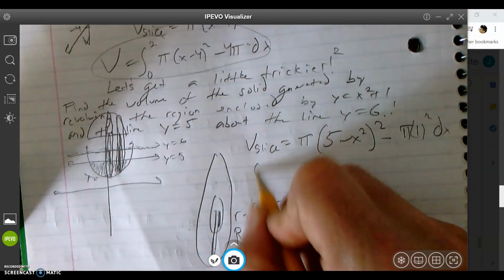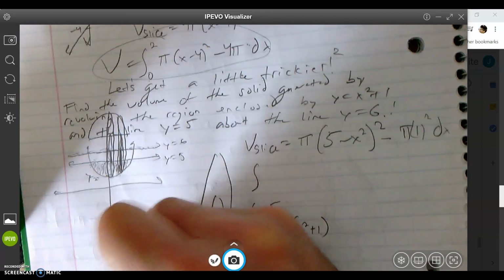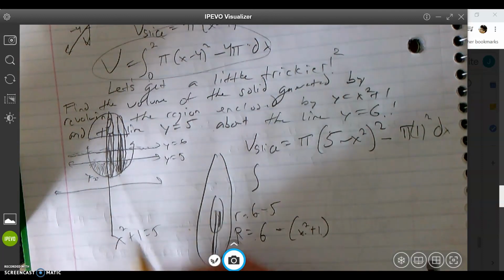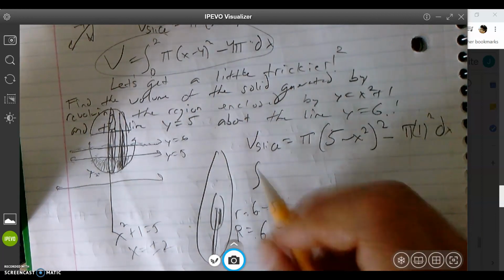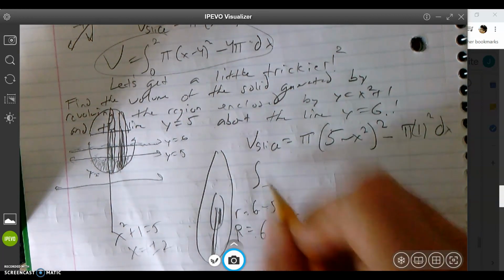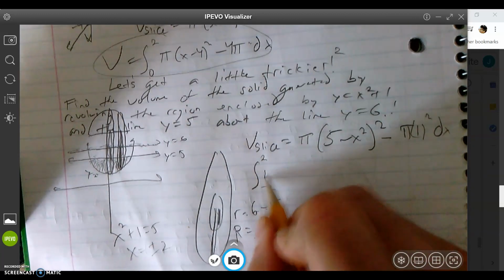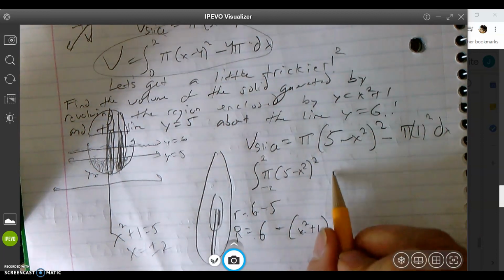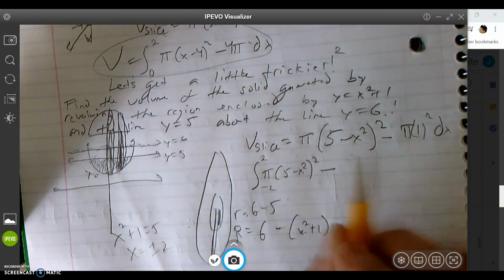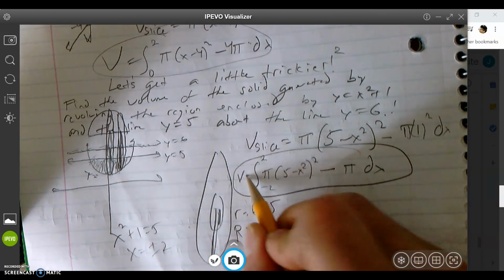Okay, so we got this one before. This was -2 and 2, because when you set x squared plus 1 equal to 5 and solve, you get x equals plus or minus 2. And this is going to be -2 to 2, the infinite amount of donuts that go in between, which is pi times 5 minus x squared, squared, minus pi times 1 squared, which is just pi, dx, and that is the total volume.